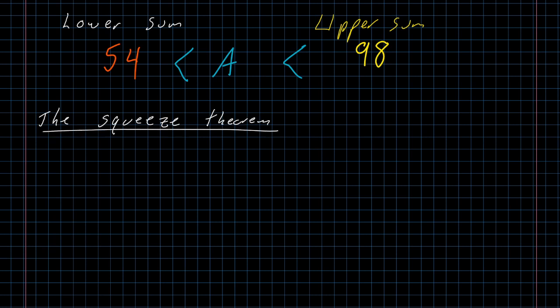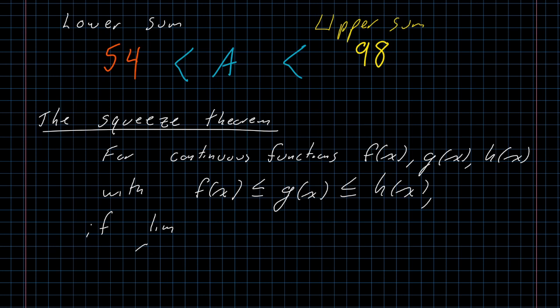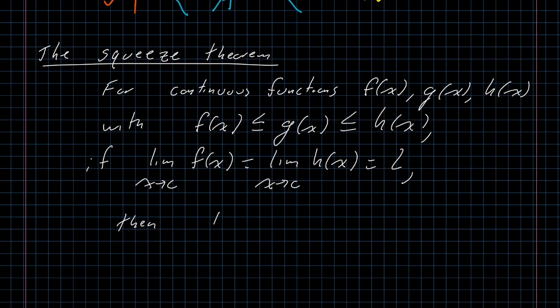The squeeze theorem says that for continuous functions f of x, g of x, and h of x with f of x less than or equal to g of x less than or equal to h of x, if the limit as x approaches c of f of x is equal to the limit as x approaches c of h of x is equal to L, then the limit as x approaches c of g of x equals L as well.